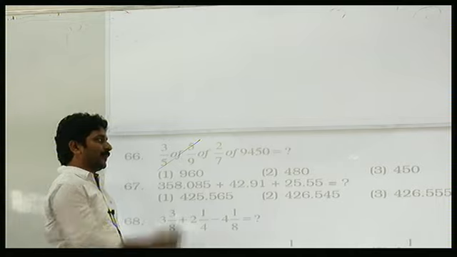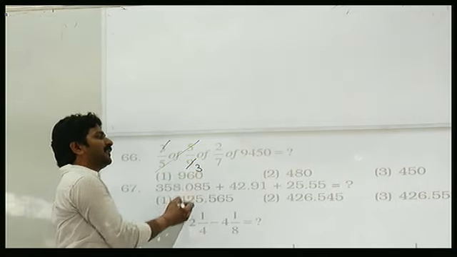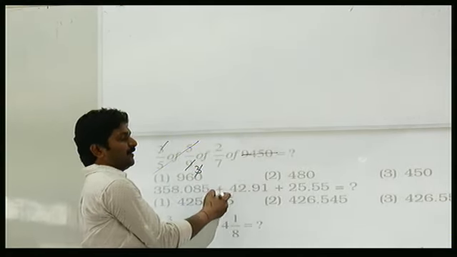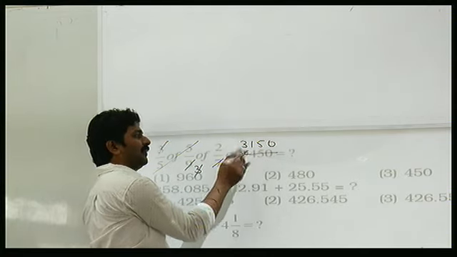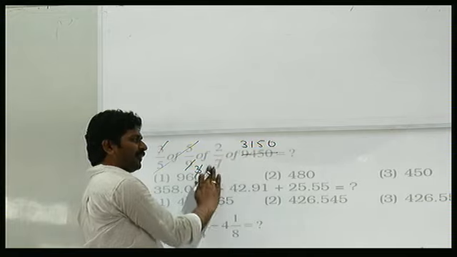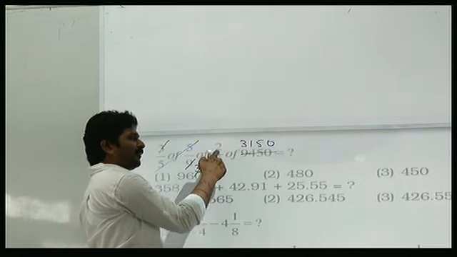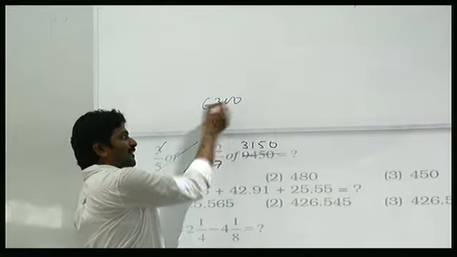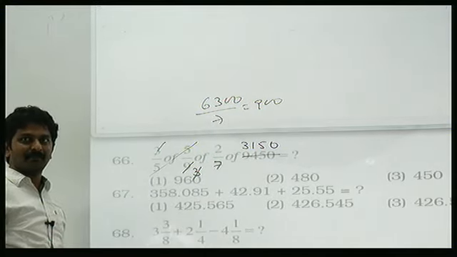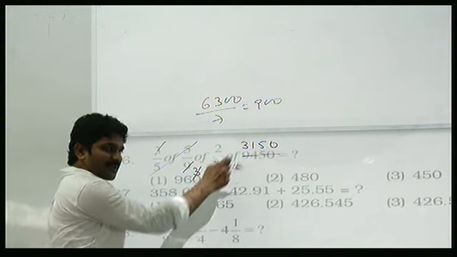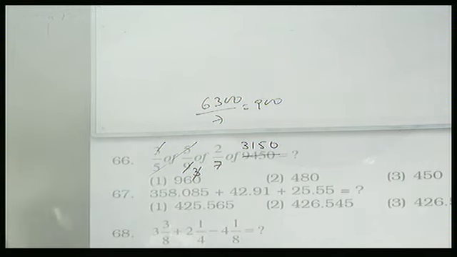Cancel. How many times? 3 times. 3 how many times? 3, 1, 5, 0, 7. Wait, don't do that. 3150 2 times, 6300 by 7 900. Did you understand why I have stopped? Next.